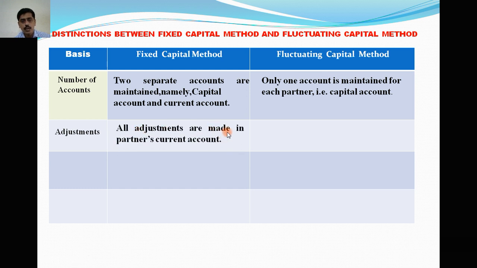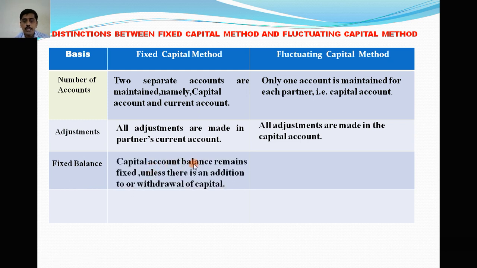Second point of difference is adjustments. In case of fixed capital method, all adjustments are made in partner's current account. In case of fluctuating capital method, all adjustments are made in capital account. So capital account balance fluctuates. That we have seen.